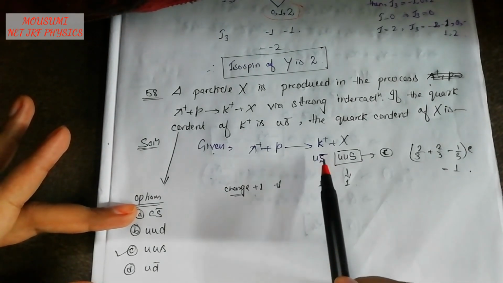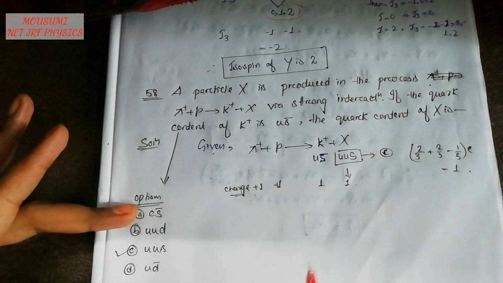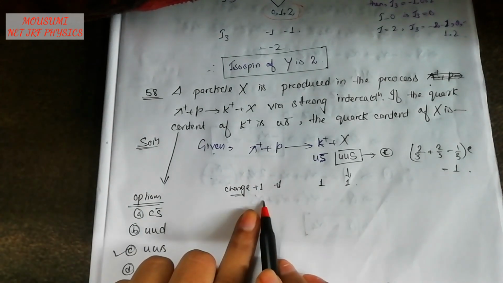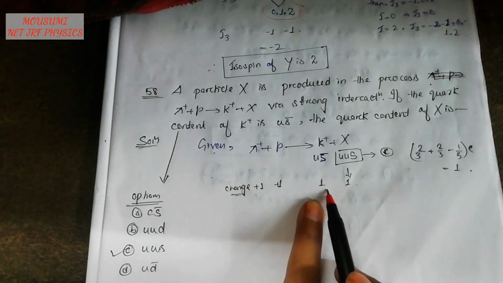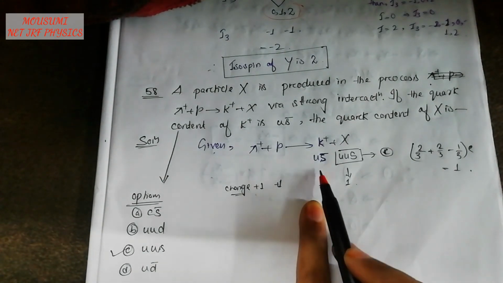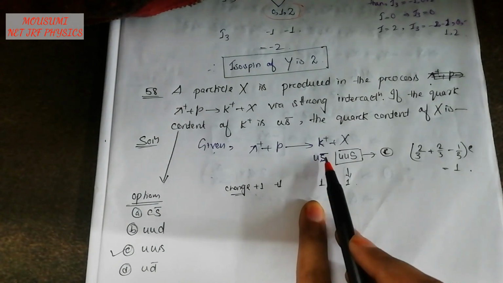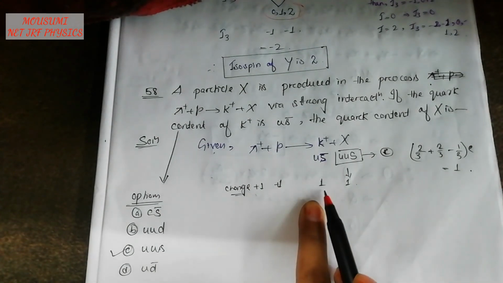Since it's s bar here, right? First we will see the charge. So the charge here is what? +1. Here also it's +1. And for this also it will be 1. Because it is an up quark, it will be 2 by 3, and it's s bar, so it is +1 by 3, so it will be 1.